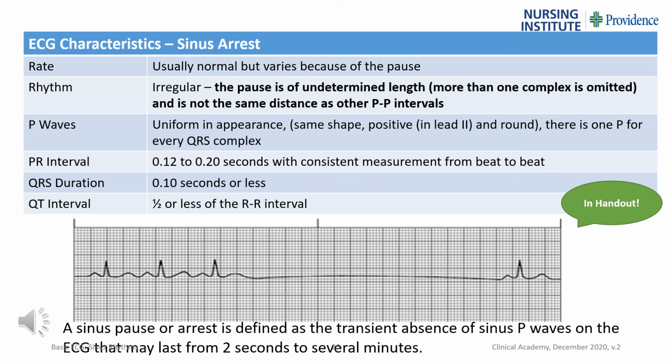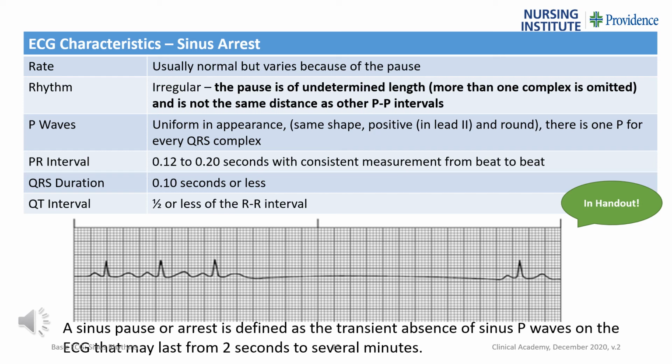Go ahead and grab your handout, and you may need to pause the video while you review this slide. The ECG characteristics of sinus arrest. The rate is usually normal, but can vary because of the pause. The rhythm tends to be irregular, and the pause is of undetermined length. There can be more than one complex omitted, and it's not the same distance as other P to P intervals in the strip. You may need to grab a longer strip just so you can see this.